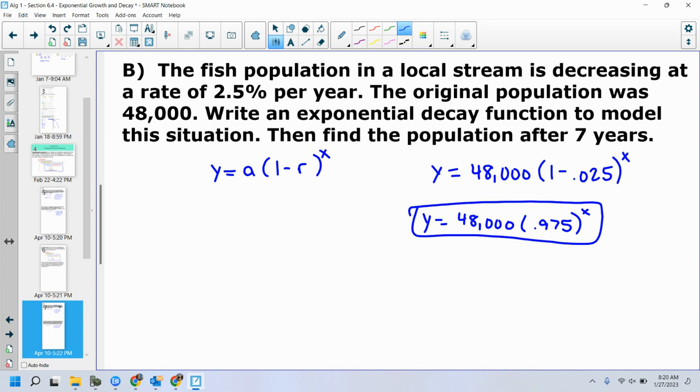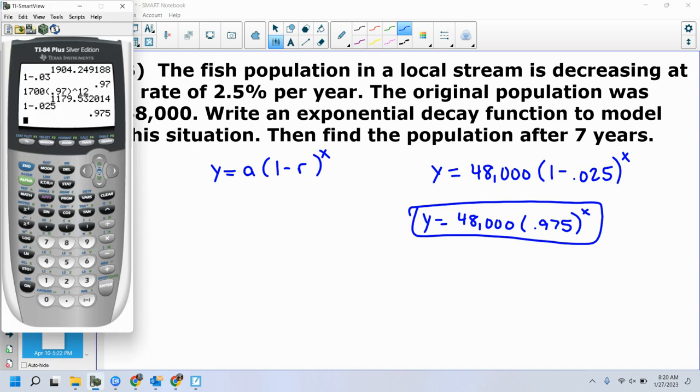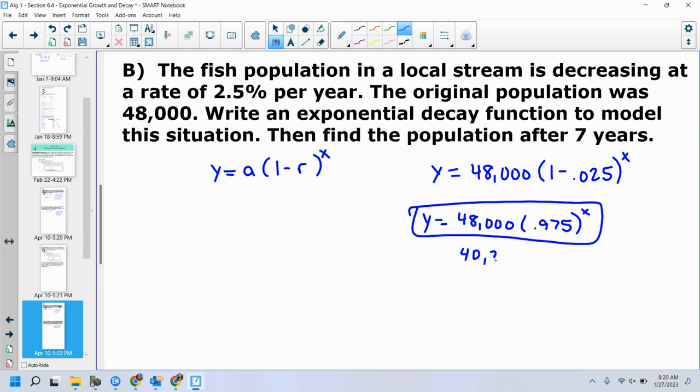All right, then it says find the population after 7 years. Okay, so 48,000 times 0.975 raised to the 7th power. So after 7 years, it should decrease down to, and we'll go to the nearest whole value, 40,204 fish. Questions about that?